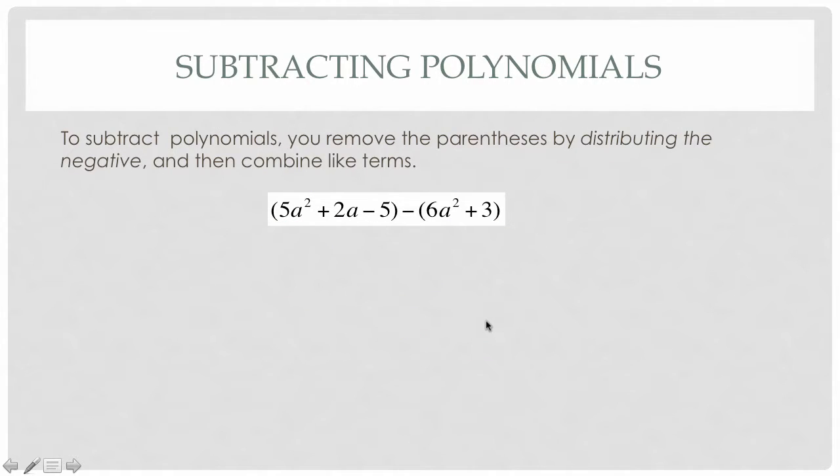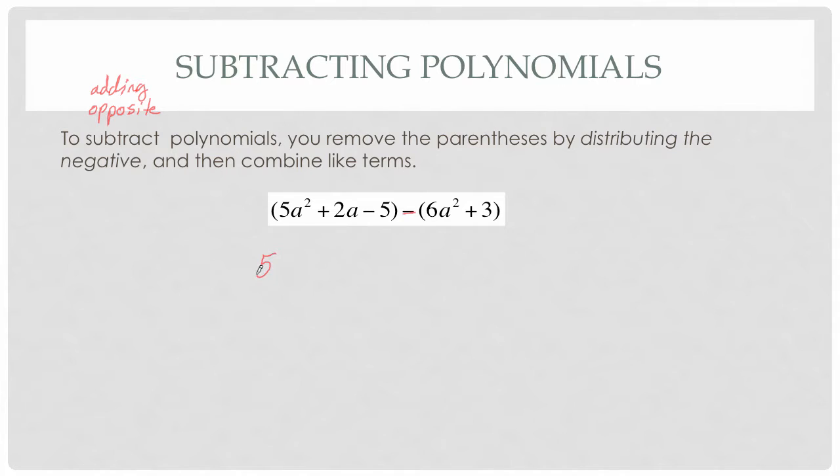So, subtracting polynomials. How do we go about subtracting then? Well, we kind of already know how to do this, but this is where it gets a little bit trickier, when we have subtraction. I'm subtracting the 6a squared and I'm subtracting the 3. When we think of subtraction, we can also think of adding the opposite, right? That negative sign is kind of like the opposite. So we distribute the negative.